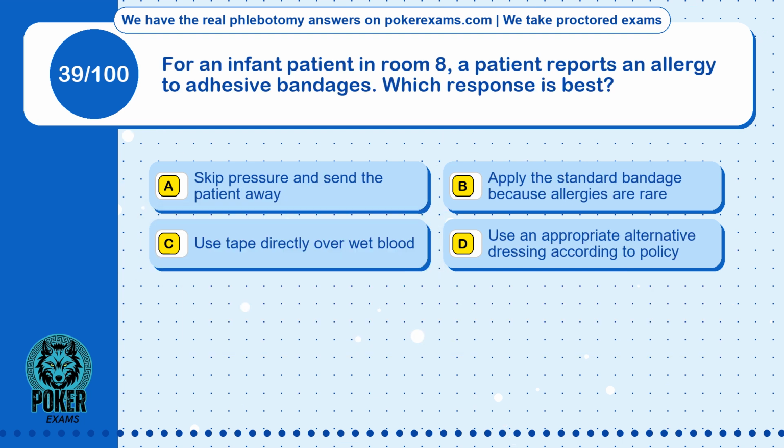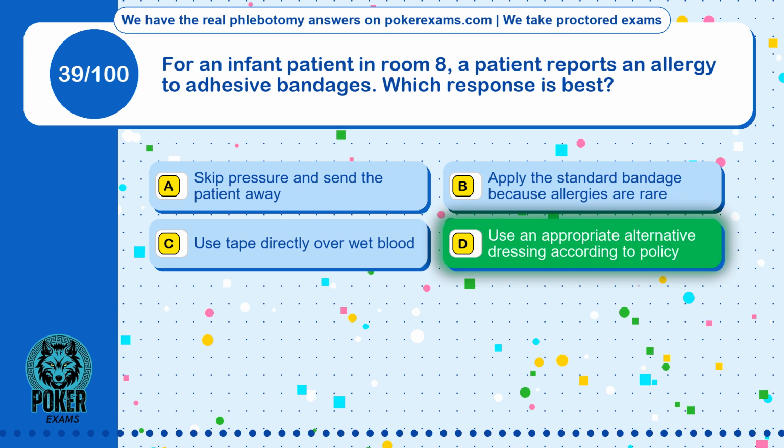Question 39. For an infant patient in room 8, a patient reports an allergy to adhesive bandages. Which response is best? Option A. Skip pressure and send the patient away. Option B. Apply the standard bandage because allergies are rare. Option C. Use tape directly over wet blood. Option D. Use an appropriate alternative dressing according to policy.